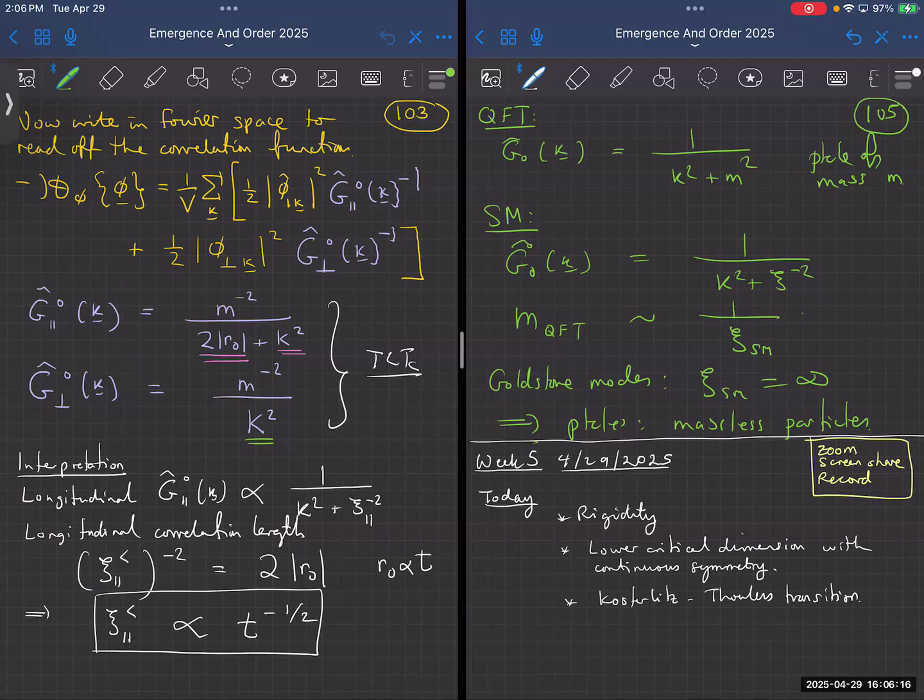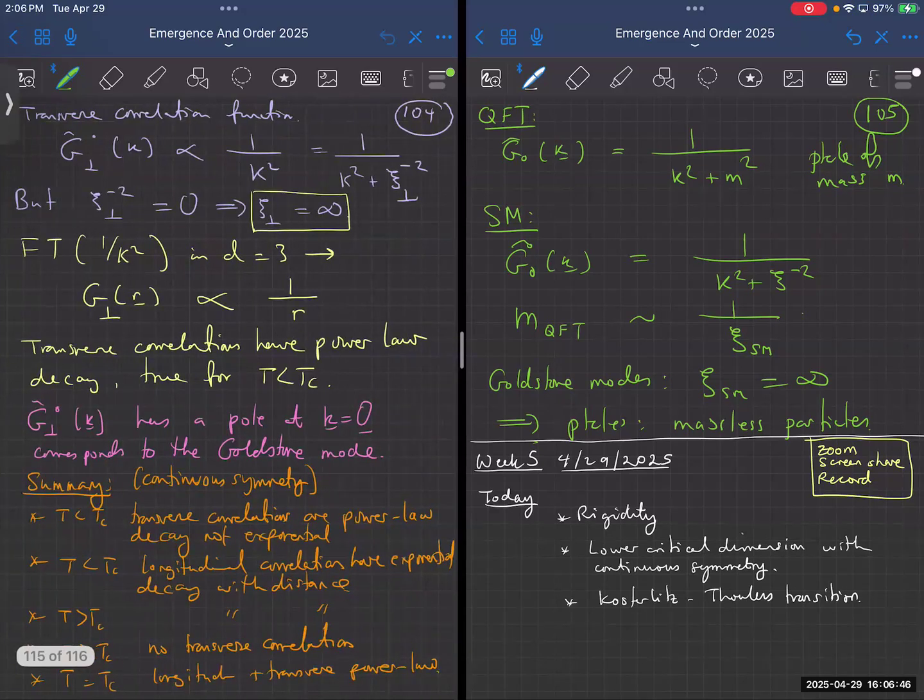And what we discovered then was that the longitudinal correlations have a finite correlation length, but the transverse correlations have no correlation length at all. The correlation length is in fact infinity. And so what that means is that if you look at the longitudinal correlations, they are exponentially decaying. But as you go below T_c, the transverse correlations are all power law decaying with distance. And that's true for all temperatures below T_c. So that's where we ended last time.